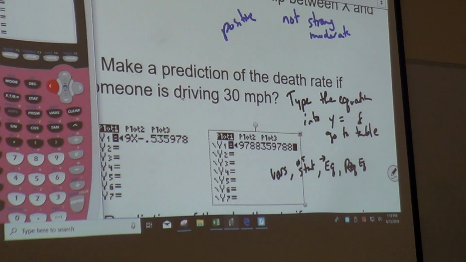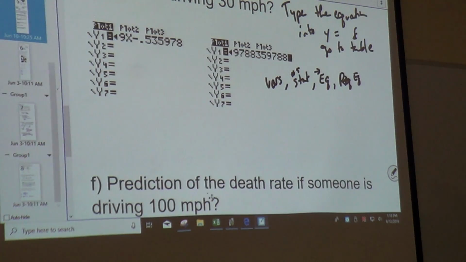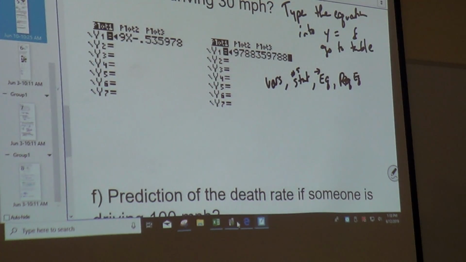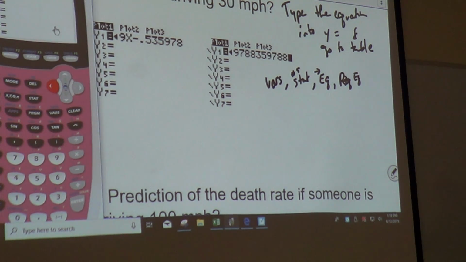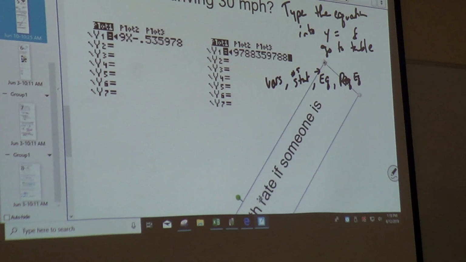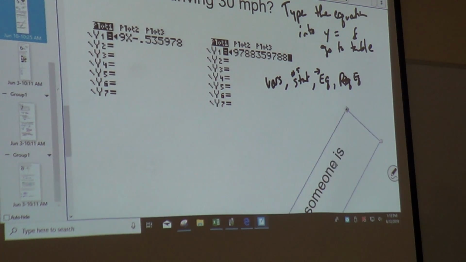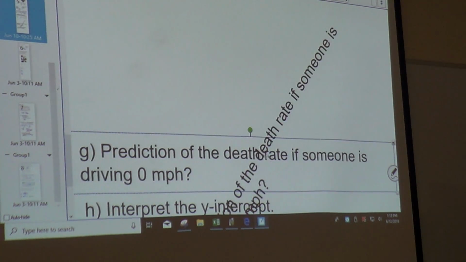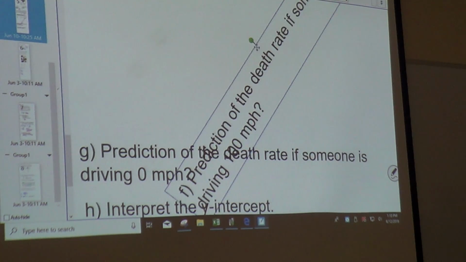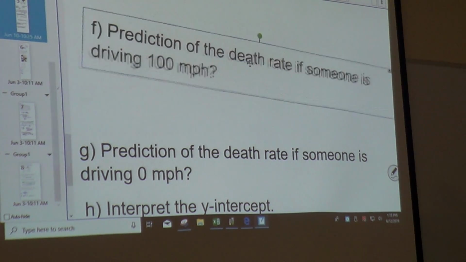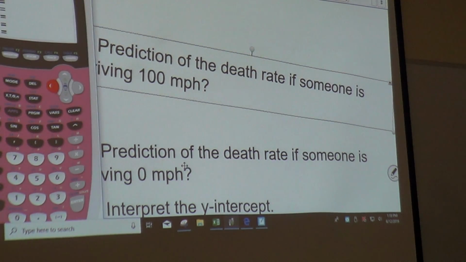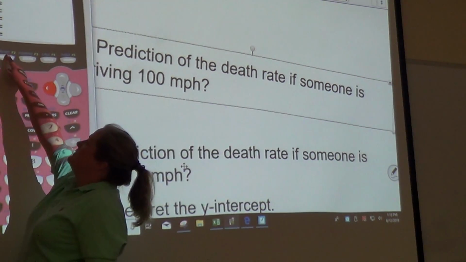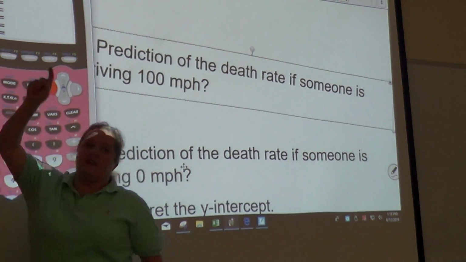Okay? Now, we need to make a prediction. For your prediction, you have to go to the table. In order to go to the table, and this is something you've got to remember to do on your test too, so I want to go over it. That's kind of cattywampus, Jim. Let's set up our table. To set up your table, it's right here. It's called table set. So we're going to hit blue and we're going to hit table set.